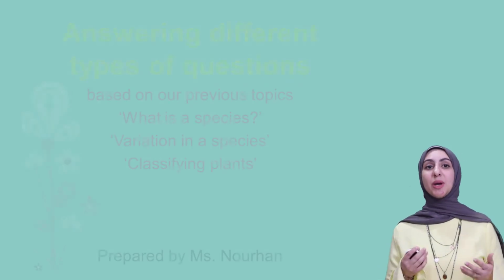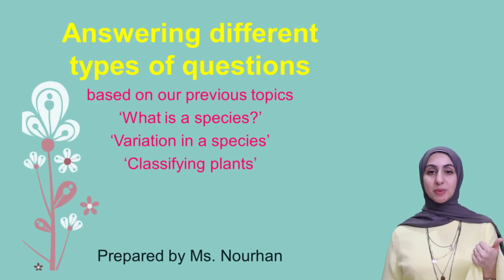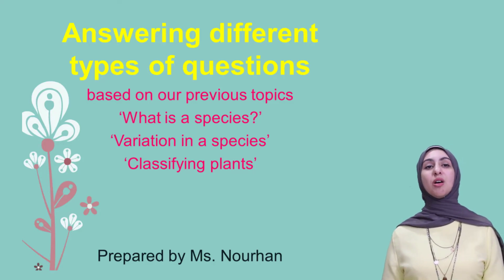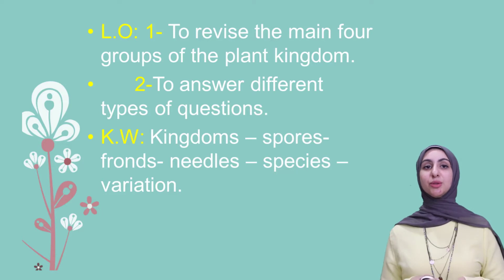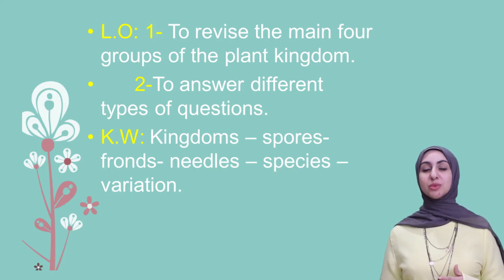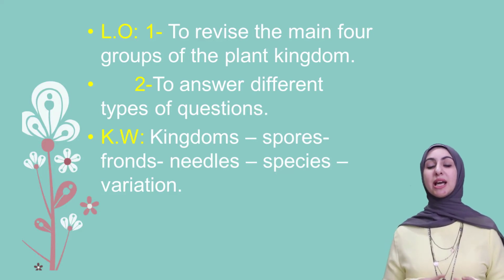Han. Today we're going to answer different types of questions based on our previous topics, which are what is a species, variation in a species, and classifying plants. So our lesson objectives today are: number 1, to revise the main 4 groups of the plant kingdom; number 2, to answer different types of questions, and the keywords are kingdoms, spores, fronds, needles, species, and variation.